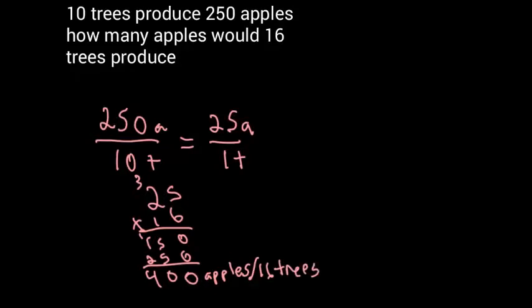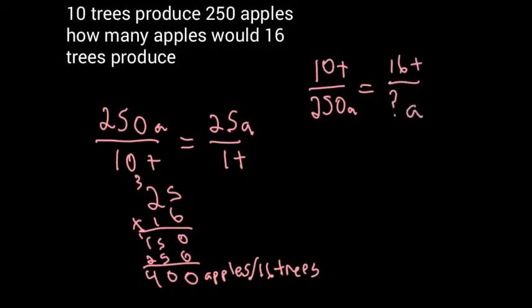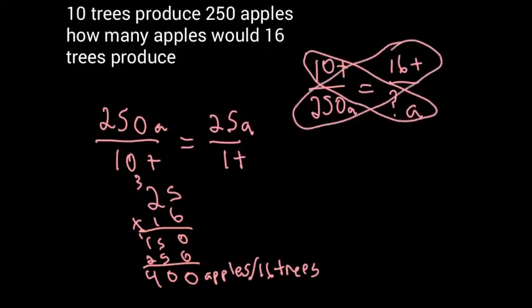If we did it as a proportion, we could have the ratio of 10 trees for 250 apples equals 16 trees over how many apples, so that's trees over apples. Here you're going to cross multiply. So 10 times A would be 10A. And then 250 times 16 would give us 4,000.